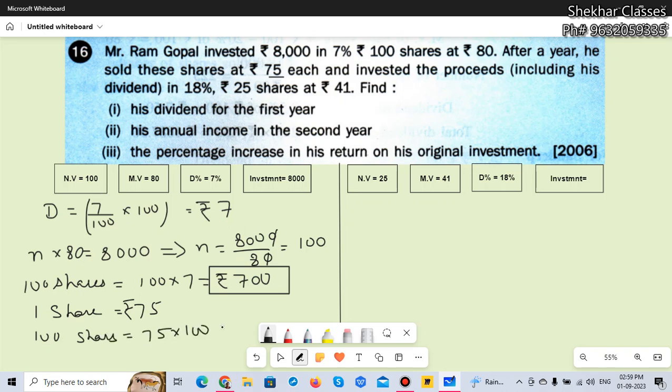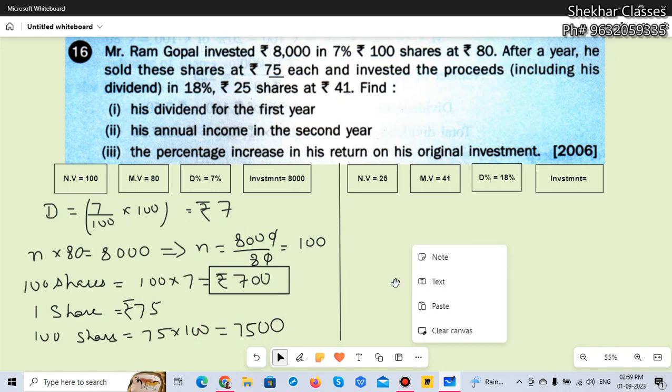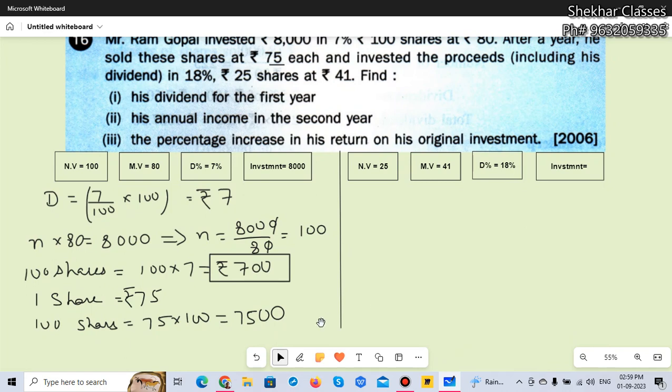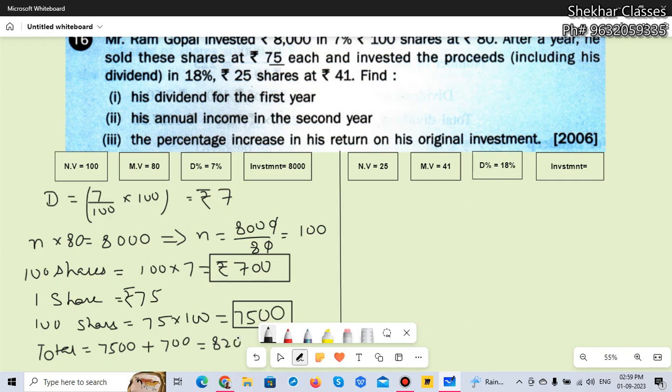75 into 100, so that becomes 7,500. Okay, now 7,500. This is what he sold the all one, plus he had got 700 rupees as a dividend. Fine. So how much is that? So total amount he received is 7,500 as a sold amount of the shares, and 700 is a dividend at the end of first year, so total becomes 8,200 rupees. So this is the amount he has received at the end of 1 year.